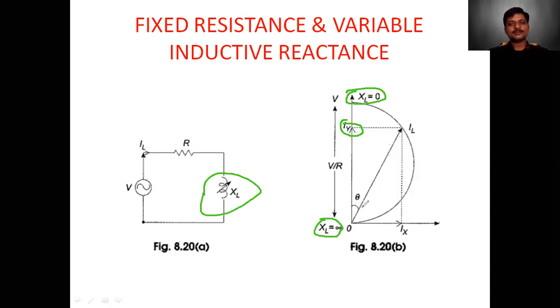These two are the extreme cases, and in between these two values of inductance, we can trace different arrowheads like this. This is one tip, this is one tip, and this is one tip. For each value of inductance you will get an arrow tip. If you trace all the points, then you are going to get a semicircle like this. So this is the locus of the RL series circuit when resistance is fixed and inductance is variable.